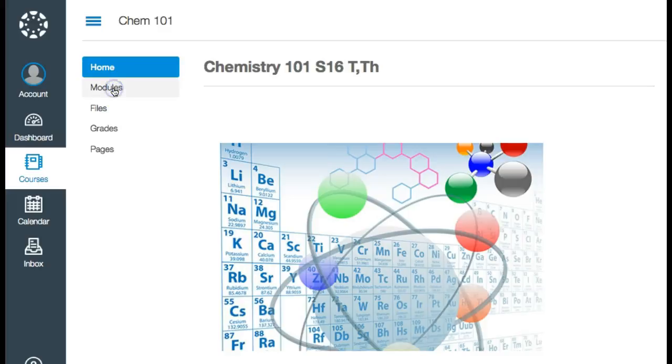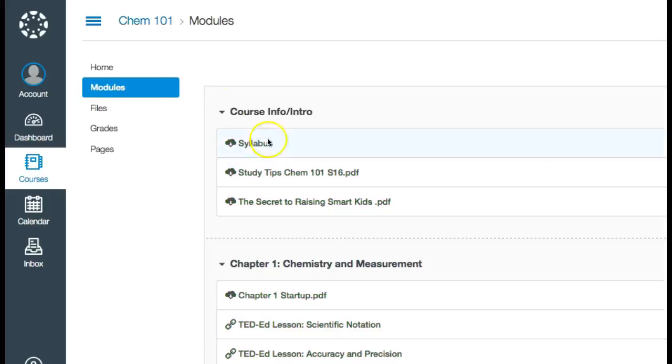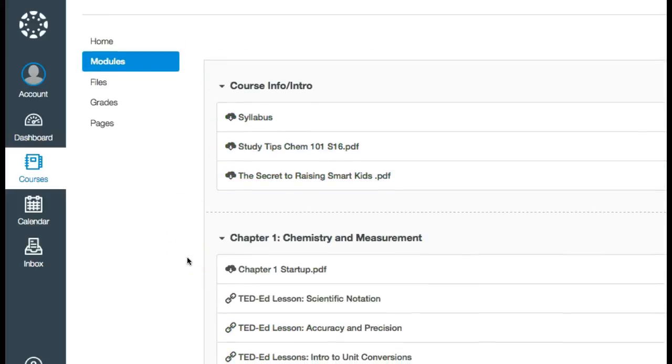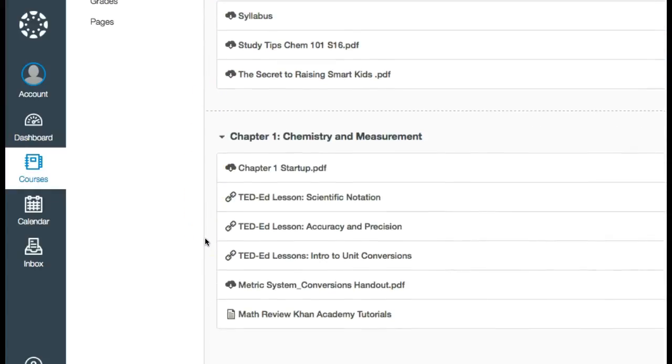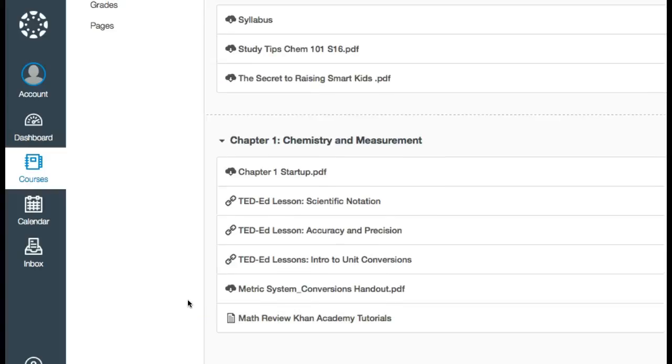If I click onto modules, it has everything organized by topic. We have the things that we're going to work on the first week, and things organized by chapter. For example, you have your chapter 1 startup right here. You have some TED-Ed video lesson assignments to work on, handouts, and then some extra tutorials. Those will always be organized by chapter.